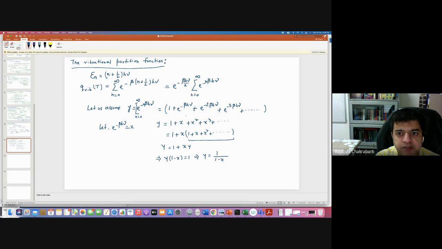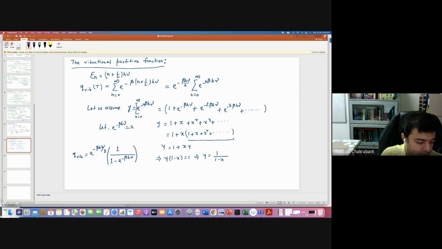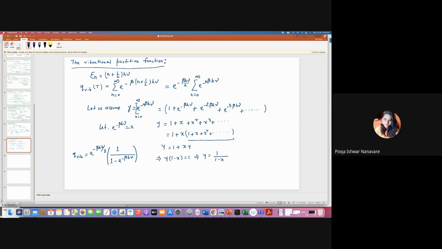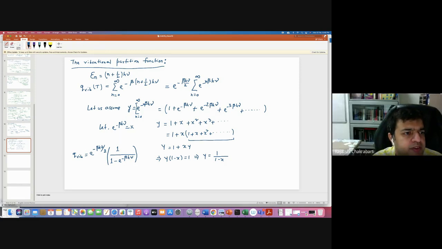So your q vibration now becomes, you had this, and then you have 1 by 1 minus x, which is, so this is the expression for your vibrational partition function using the simple harmonic oscillator model. Is it clear? Yes, sir. It is not very difficult to derive actually if you can forget.